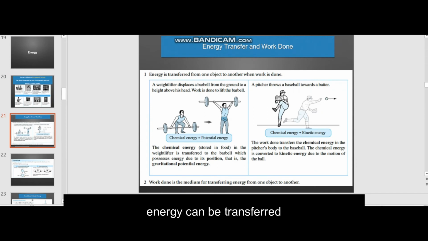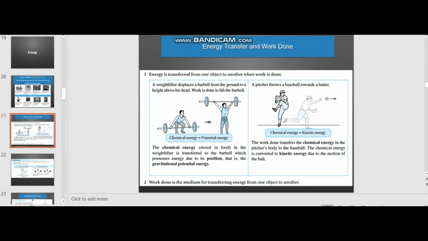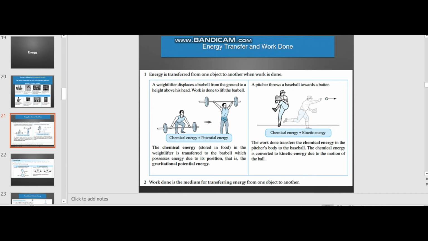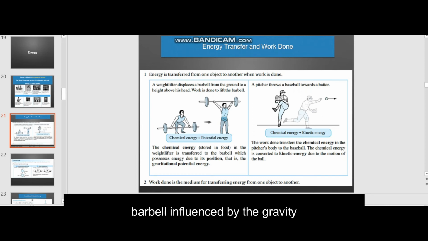Energy can be transferred. From here we could see that a bodybuilder lifts up a barbell, which causes a transfer of energy from chemical energy to potential energy. The chemical energy stored in the food in a weightlifter is transferred to the barbell, which possesses energy due to its position, which gives gravitational potential energy, where the barbell is influenced by gravity.